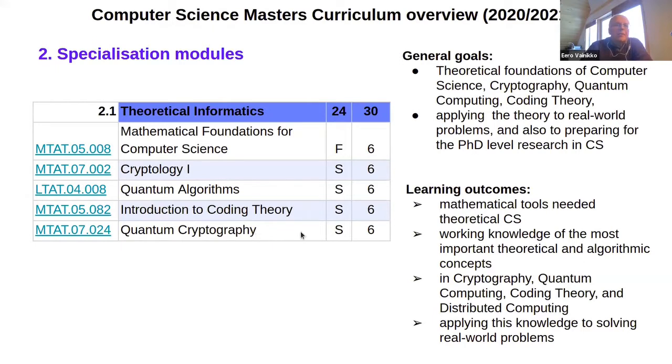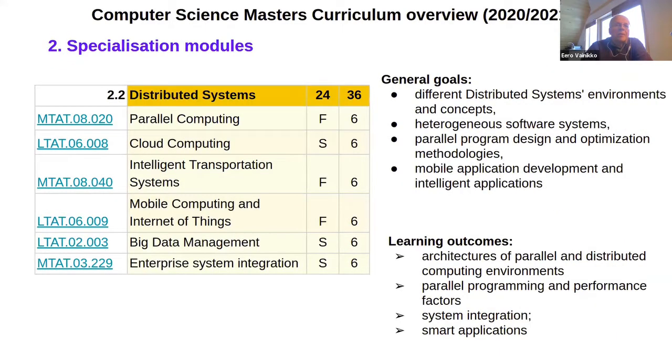Then the second option is the Specialization Module of Distributed Systems. Here, one of the main courses is Parallel Computing, but there is also a choice of cloud computing, intelligent transportation systems, mobile computing and Internet of Things, big data management, and enterprise system integration. So actually you have to choose 24 credits out of the 36 listed here.